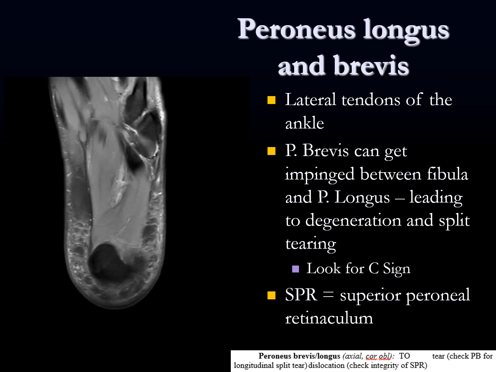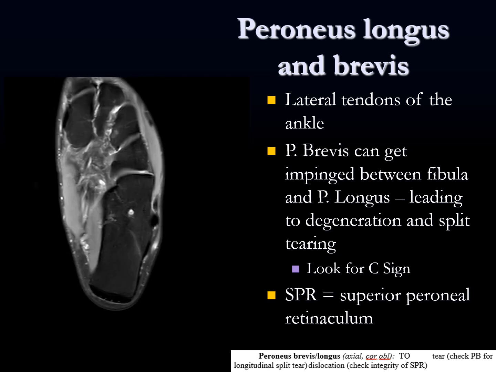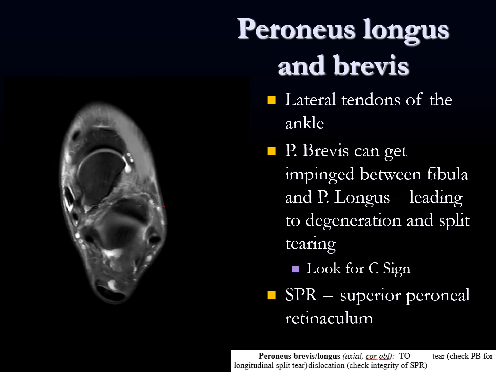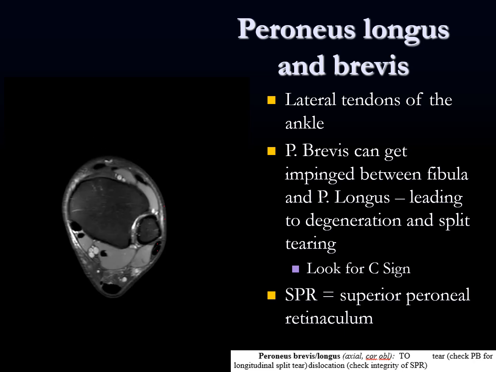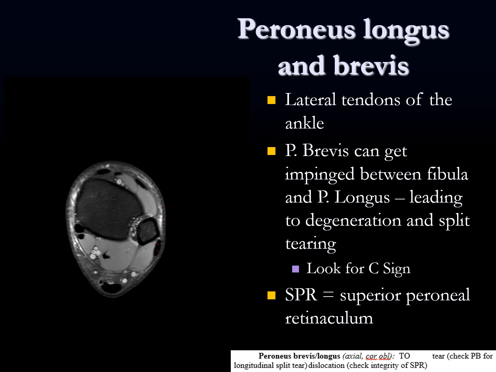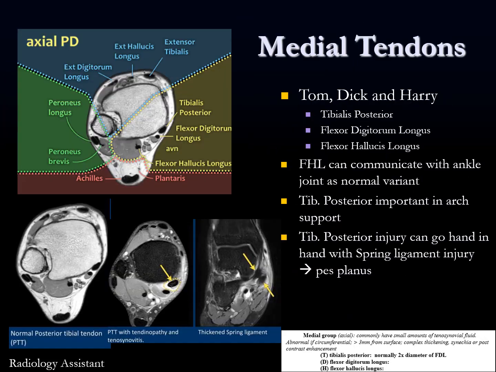Looks like these are coming from low to high. Usually I like to go from high to low, so we have to keep that in mind. But here's the brevis, here's the longus, and we followed those through, and there was no abnormal morphology, there was no abnormal shape, so you just have to look at that.